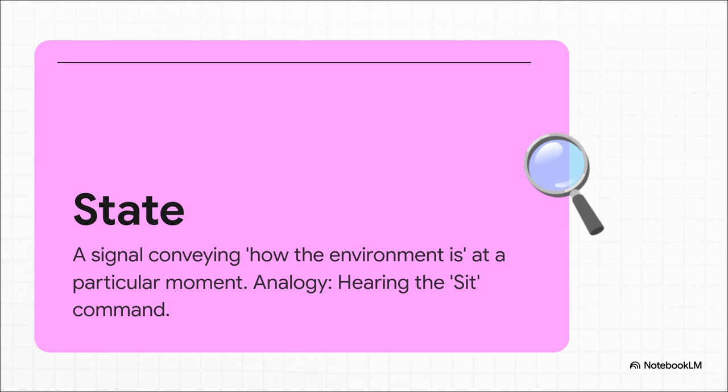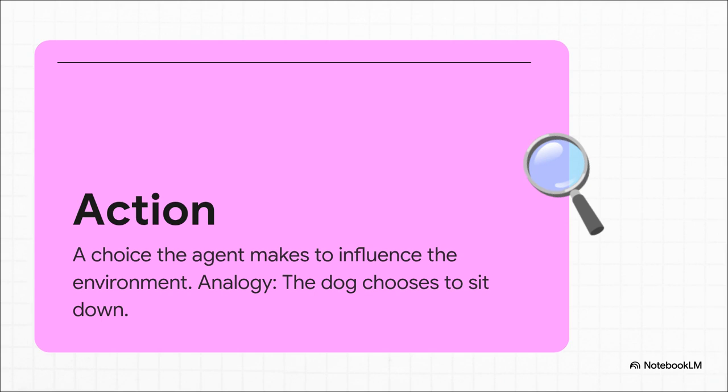You can think of the state as just a snapshot of the environment at one specific moment in time. For the dog, the state is everything it's sensing right now. It sees your hand signal, it hears you say sit, it feels the carpet under its feet. That's the state. Okay, so the agent sees the state.